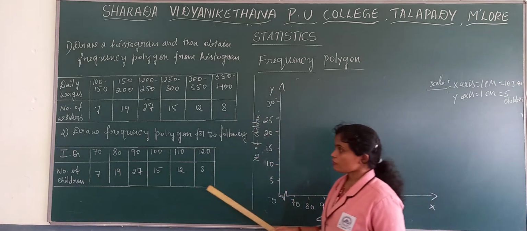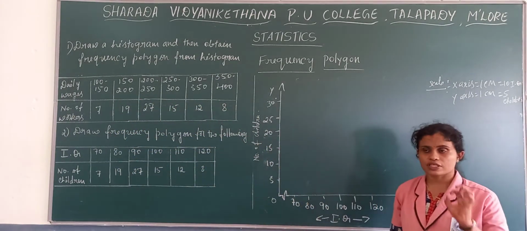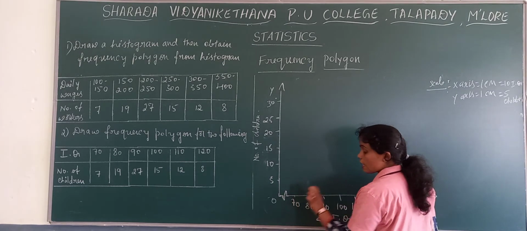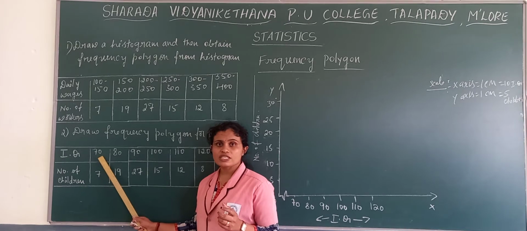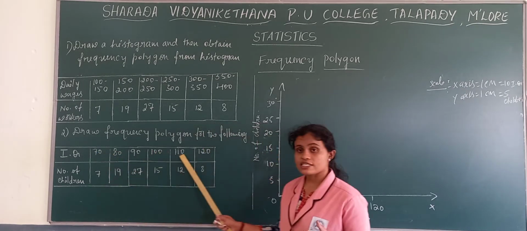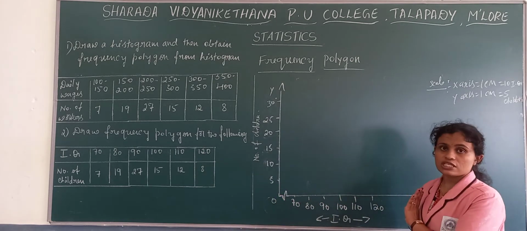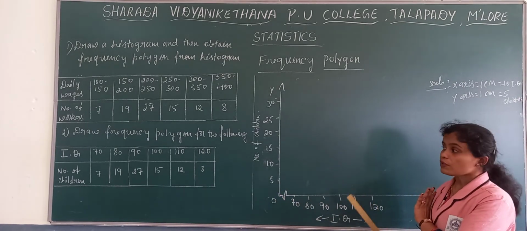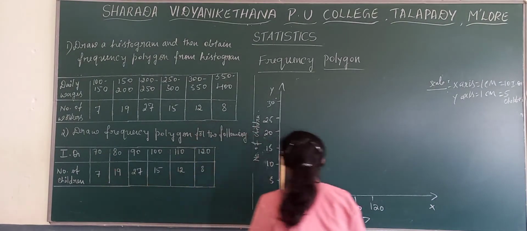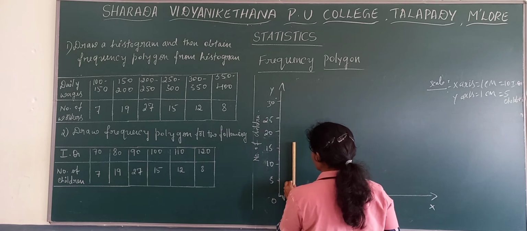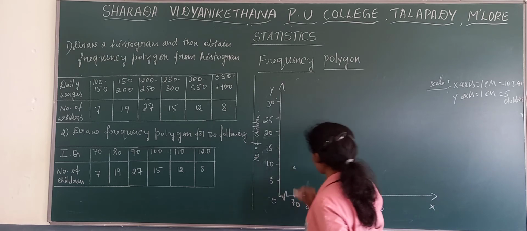Now, how to represent the frequency polygon? As I said, if it is a continuous frequency, then you need to find the mid value. But if you get a problem as a discrete frequency distribution, these values themselves are mid values. These values you can directly take as mid values. If it's a discrete frequency, how do you have to locate? 70. What is the value there? 7. For 70, the value will come here, 7.